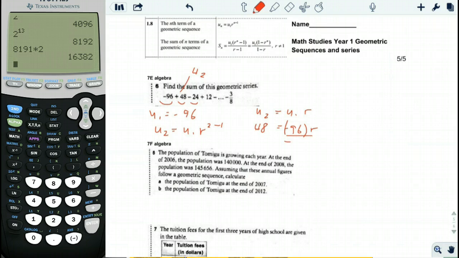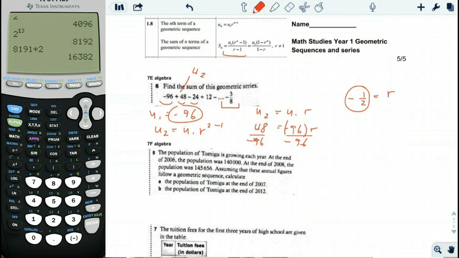Now we can divide both sides by negative 96. And so the left side becomes negative 1/2 because 48 divided by 96 is a half, and we get the negative sign, equals r. So we know that r is negative 1/2. So we already know u1 is negative 96. We know r is negative 1/2. The only other thing we need to know to find the sum is n, which would be the number of terms in this series.